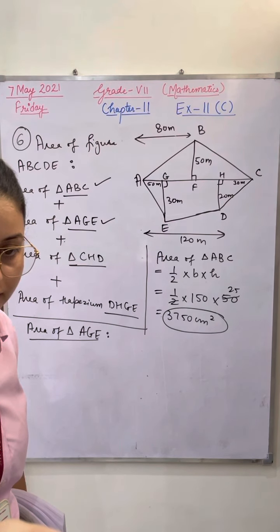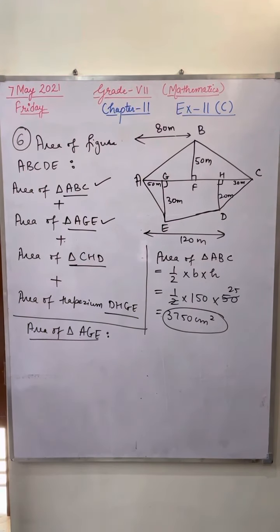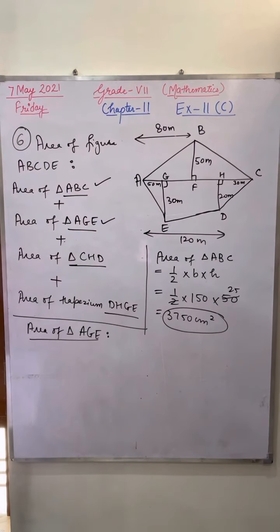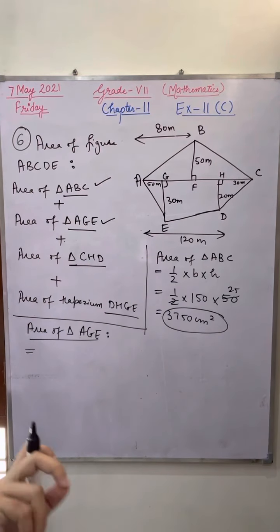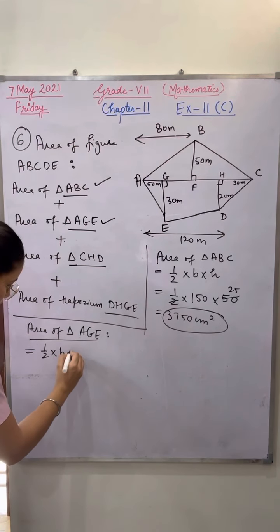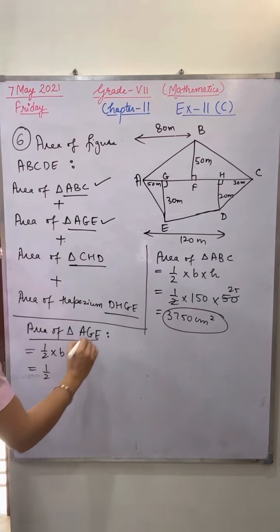Adit, unmute yourself quickly. Good morning, ma'am. Very good morning. Adit, this triangle AGE, which triangle is it? It's a right angle triangle. Very good. So area of triangle is what? Area of triangle is half times base times height. Half into base into height. Tell me what is the base given here in this triangle?